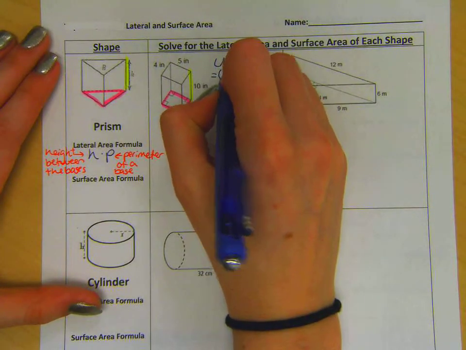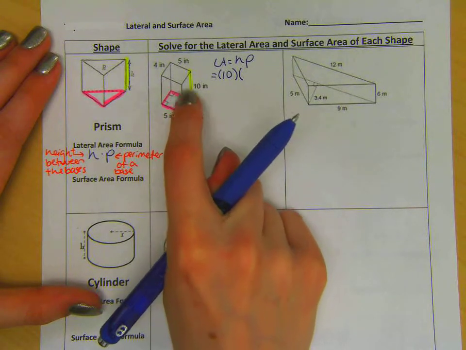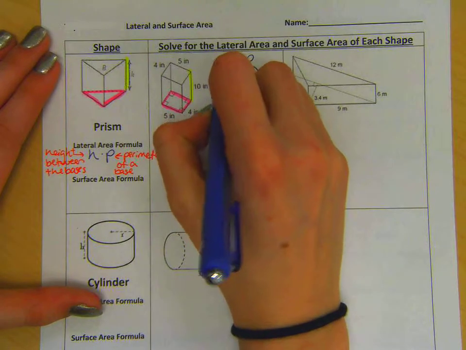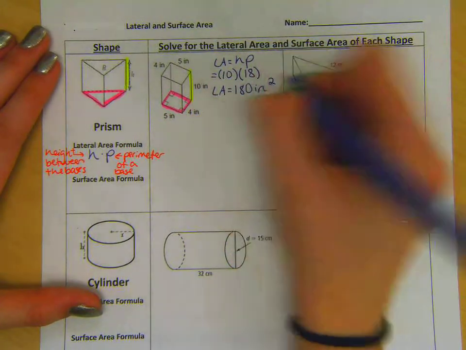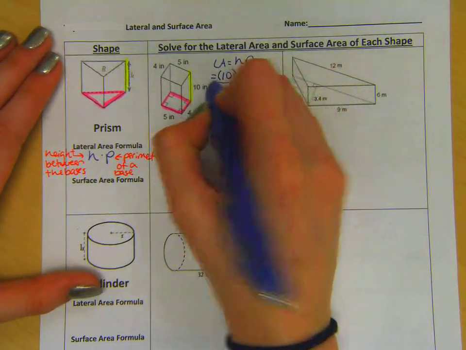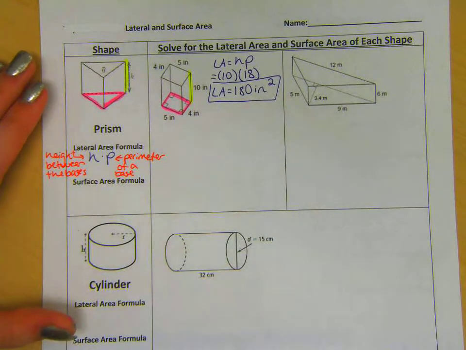So I would plug in 10 for H, and perimeter would be 5 plus 4 plus 5 plus 4. That gets me 18. So I multiply these values and I get 180, and my units are squared for anything to do with area, so inches squared. So if the lateral area is the area of all of the sides put together, the surface area would be the sides and the bases.